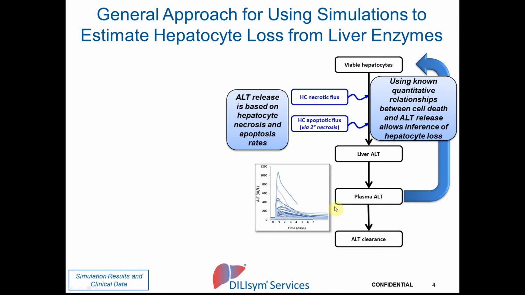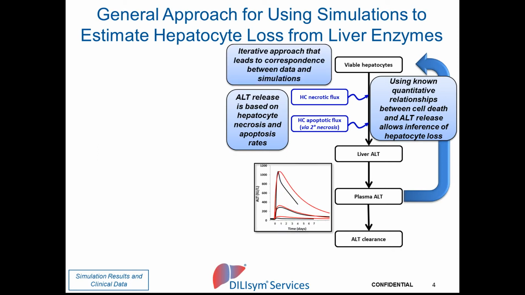And then we can look at these ALT curves, and by knowing the quantitative relationships between cell death and ALT release that we've established in assembling DILIsym, we can use it in reverse and infer the hepatocyte loss associated with a given dynamic curve of ALT. This is an iterative approach that ultimately leads, by design, to a correspondence between simulation results and measured data, such as is illustrated in this figure, where the red are the simulation results, the black are the measured data.